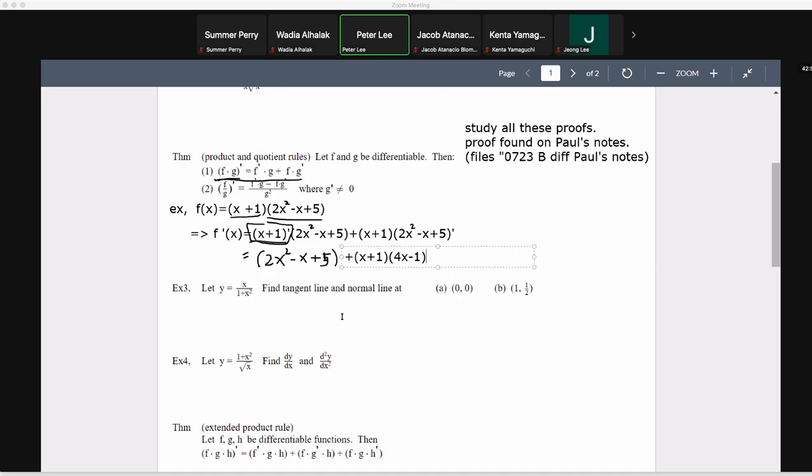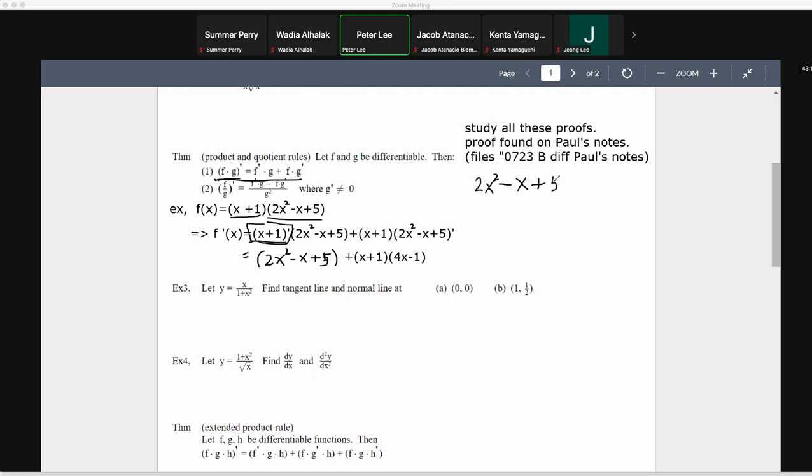So the derivative of 2x squared minus x plus 5 is 4x minus 1. Why is the derivative of 2x squared minus x plus 5 equal to 4x minus 1? Let me explain that to you. If you do not know that yet, let's look at it here. 2x squared, minus x, then plus 5.